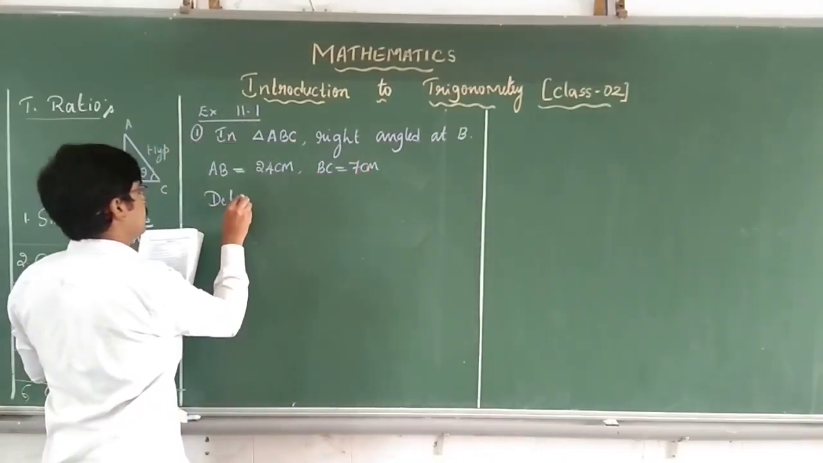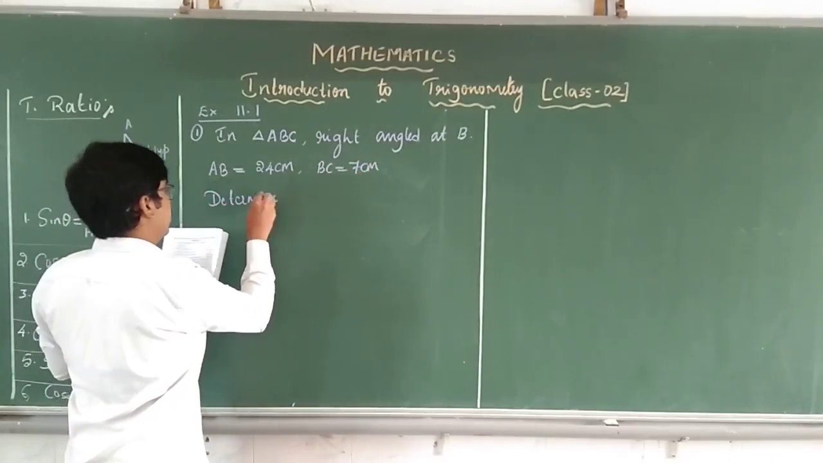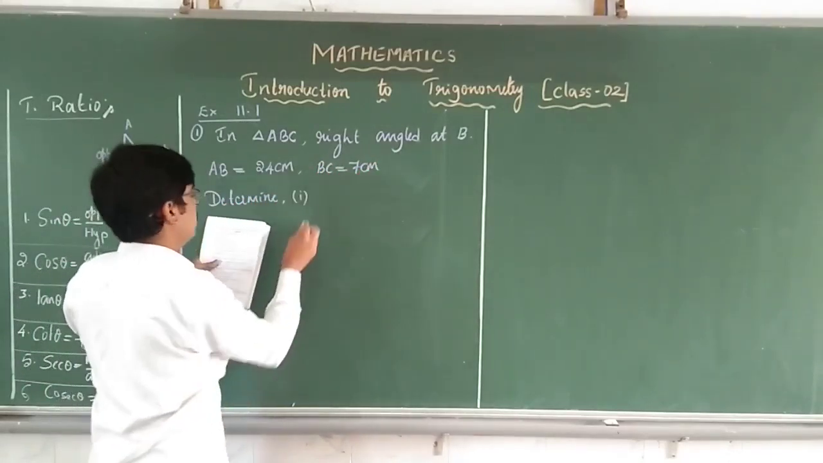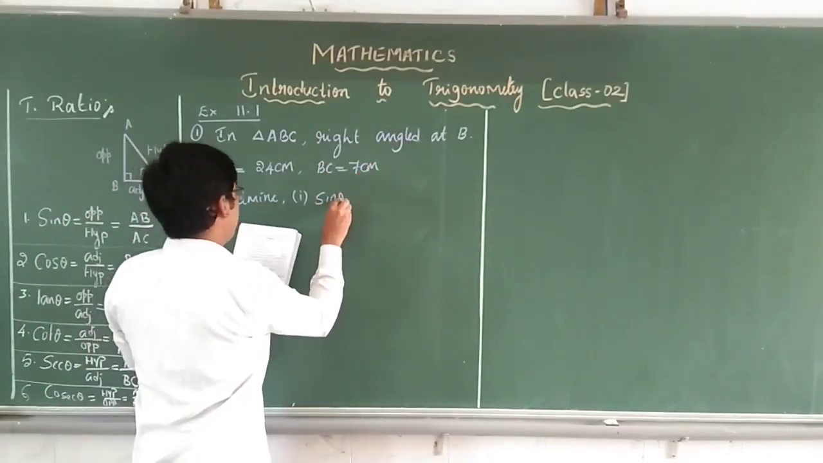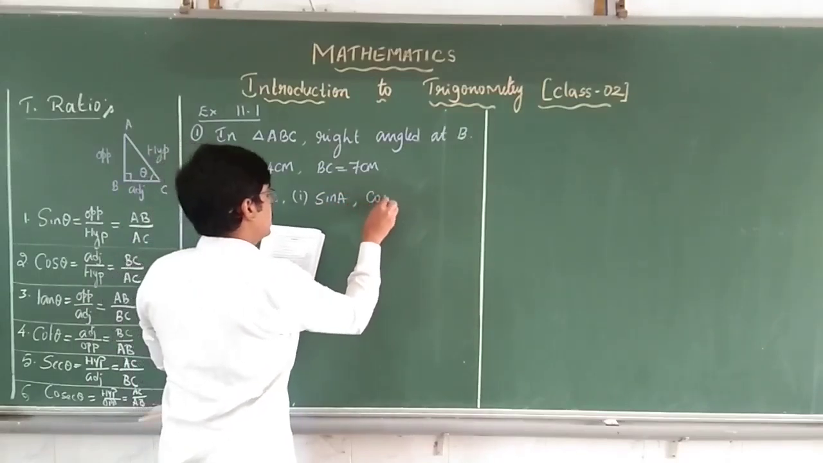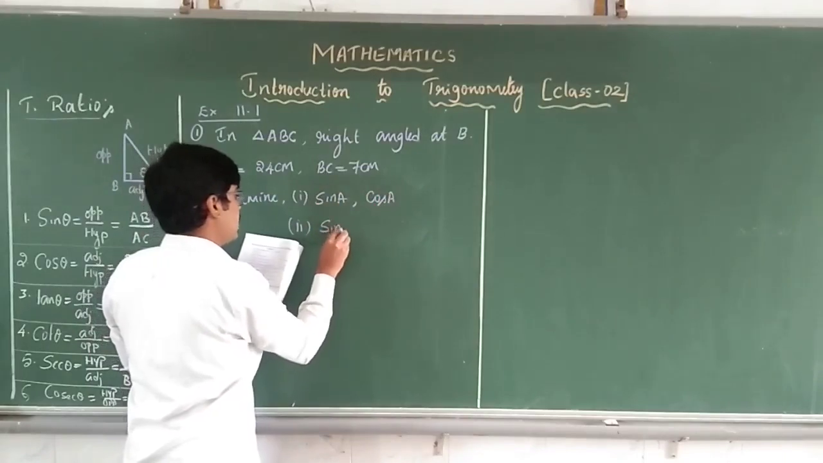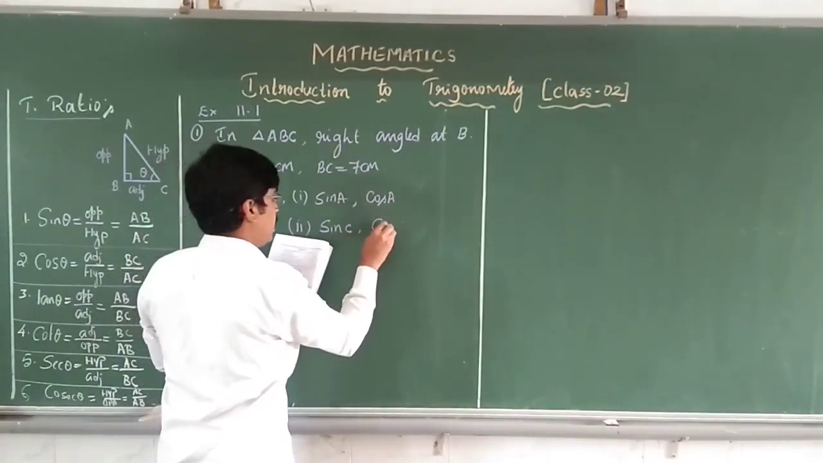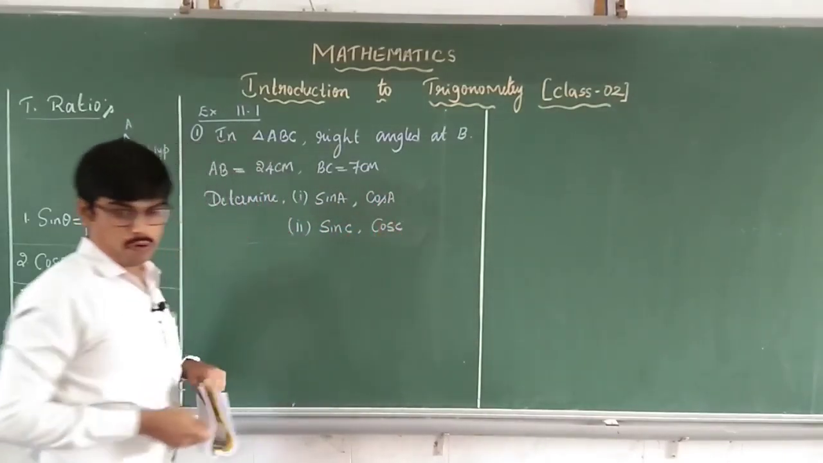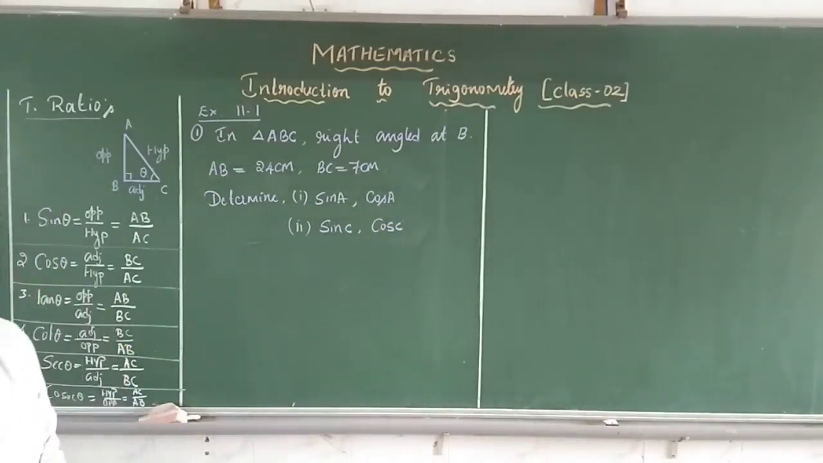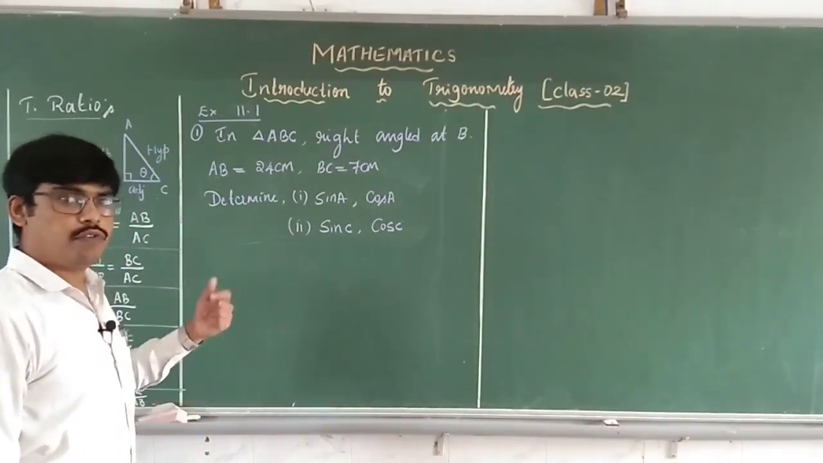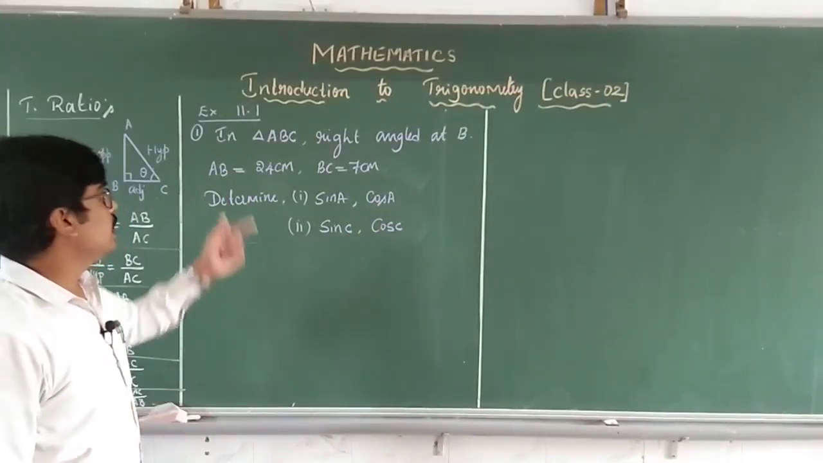Determine: first one, sin A is to be determined and cos A is to be found out. In the second case, sin C is to be found out and cos C. So for both acute angles A and C, we need to define the trigonometric ratios. Let me draw the figure which represents the given data.